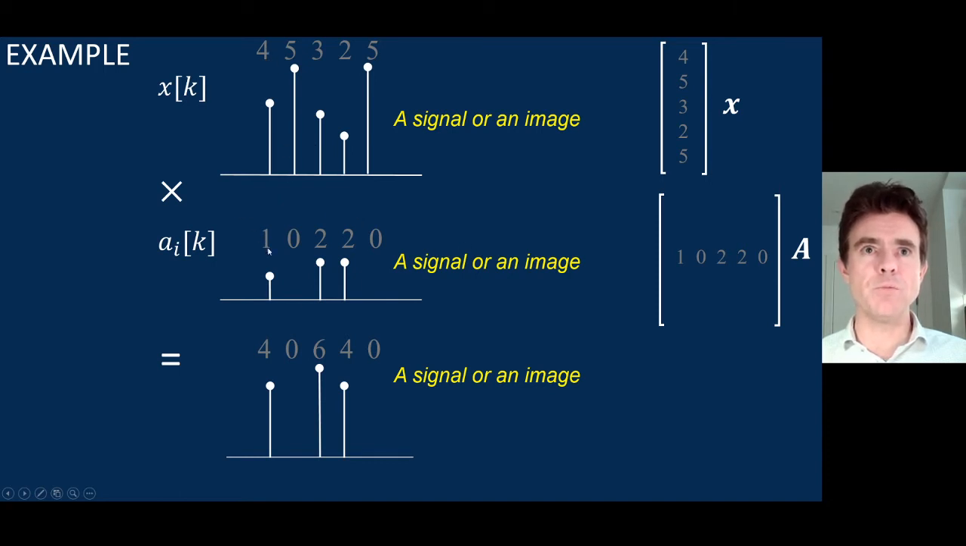So that'd be like 4 times 1 gives 4, 5 times 0 gives 0, and so on up to the last element, 5 times 0 gives 0. And so here we get this product, which is also a signal or an image, which we then sum. We sum all of the elements in there. So in this example, that gives a value of 14.